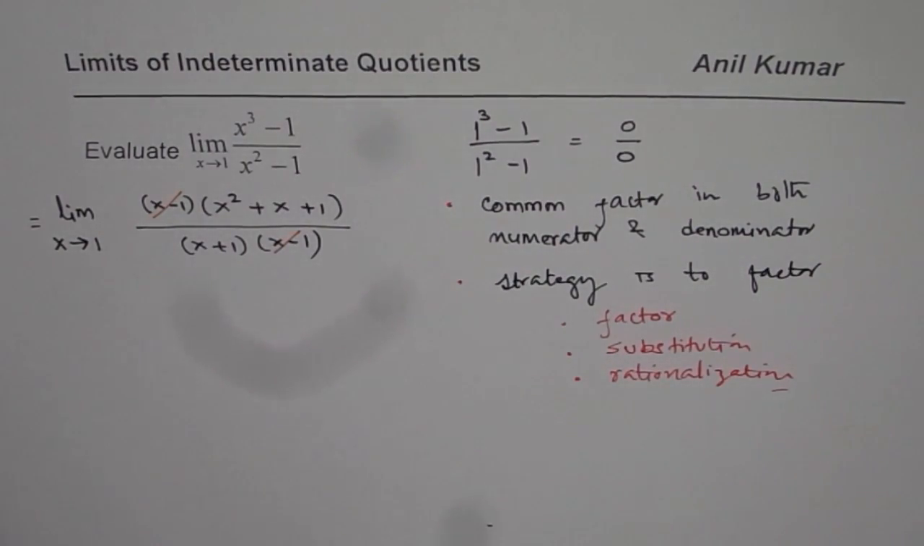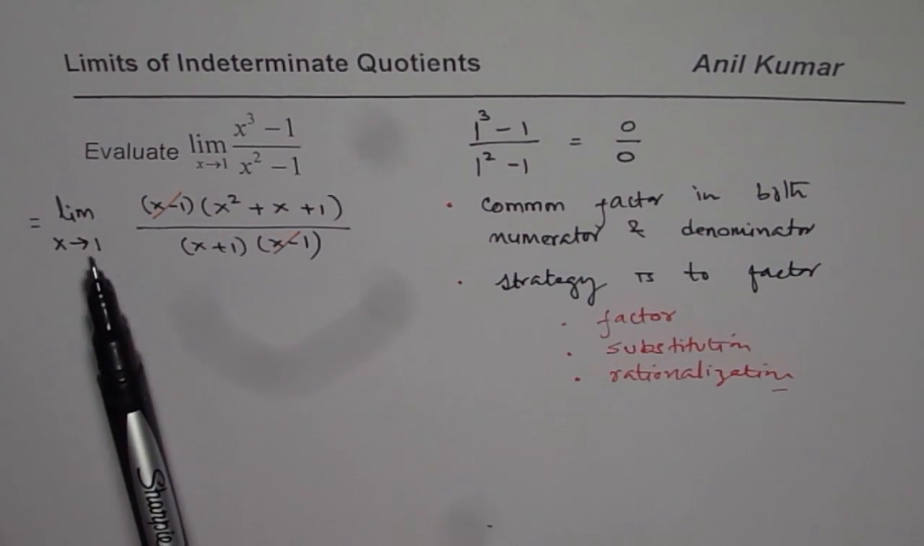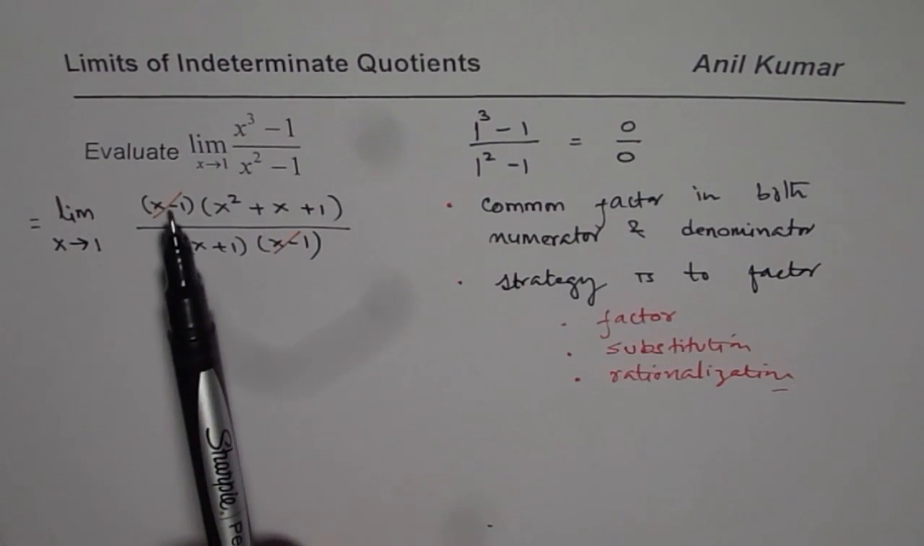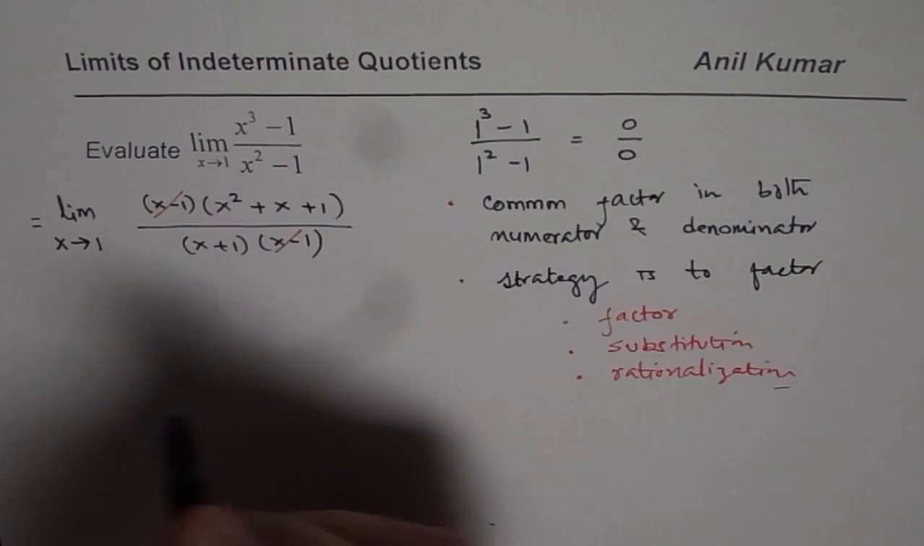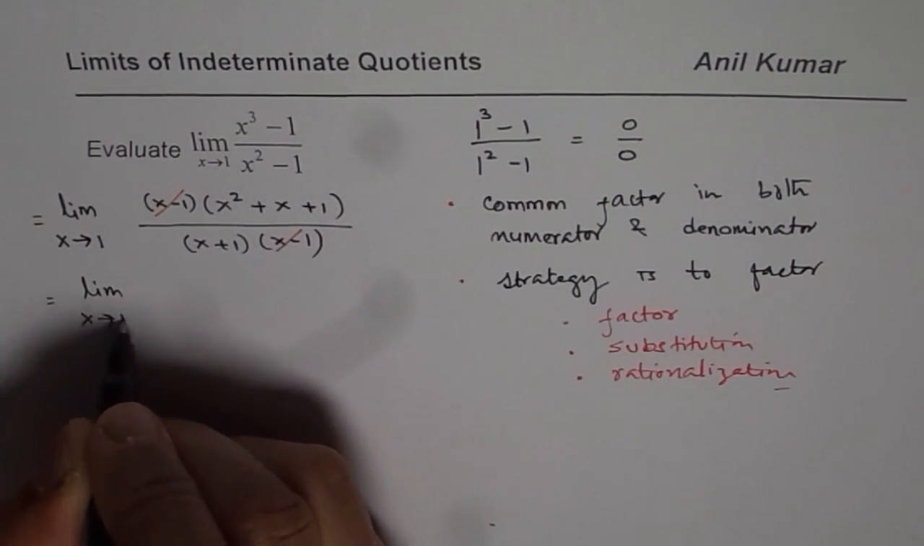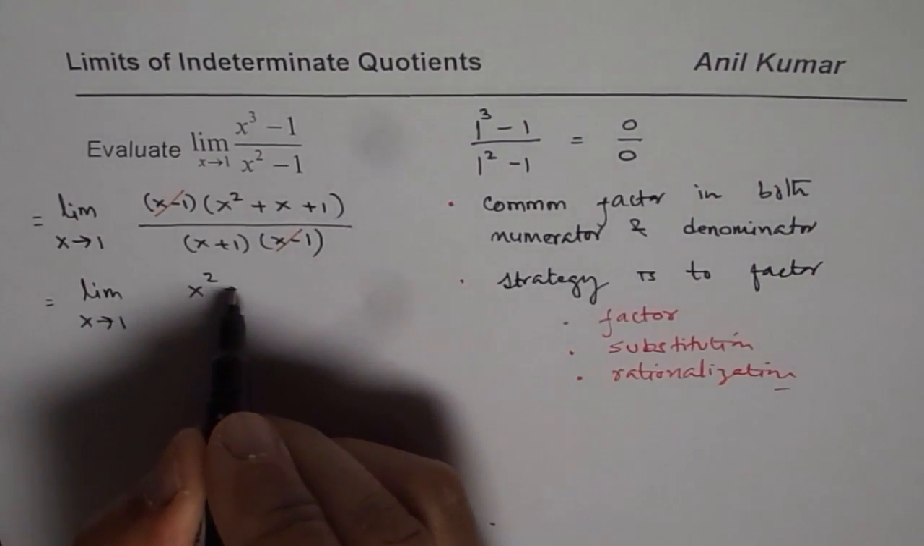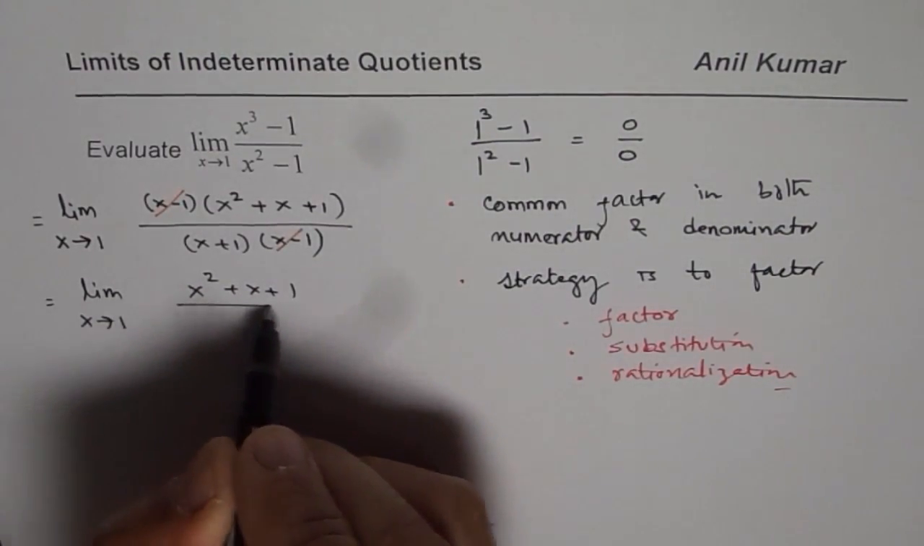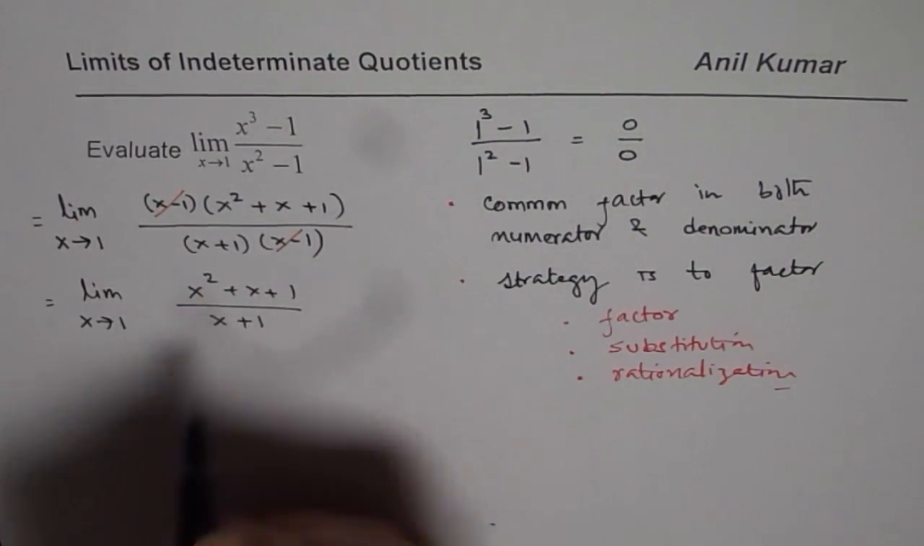So now we really found the common factor, right? What we notice here is that x minus 1 is indeed the common factor, which on substitution of 1 was leading to 0, right? In both numerator and denominator. So we have cancelled it out. Once you cancel, what do you get? You get the limit as x approaches 1, where the numerator now is x squared plus x plus 1, and the denominator is x plus 1.